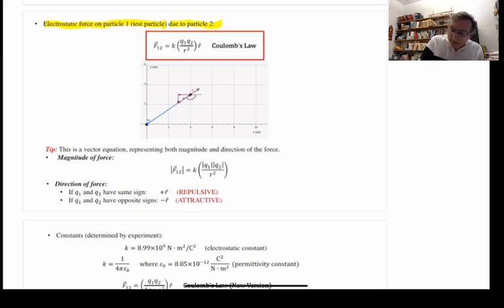Particle, it's hard to see, so I'll do some more drawing here. Particle 2 with charge Q2 happens to be at the origin. And particle 1 with charge Q1 is up here in the first quadrant. Happens to be at x equals 4 meters, y equals 3 meters. Q1 and Q2. What's the formula for the force on 1 due to 2?